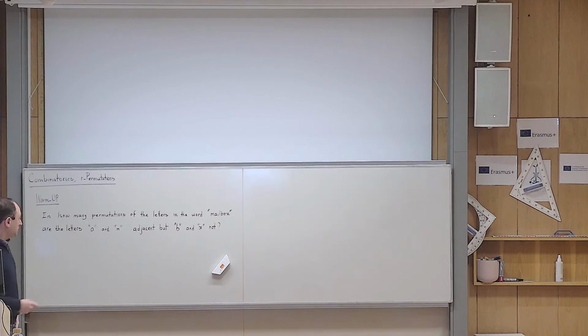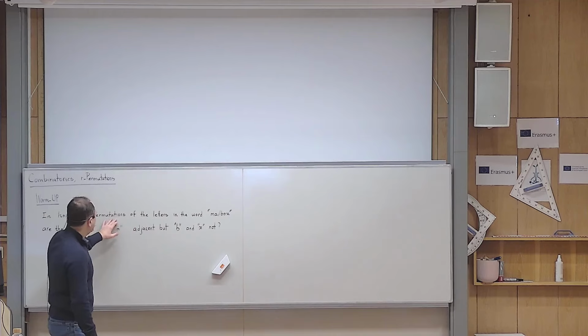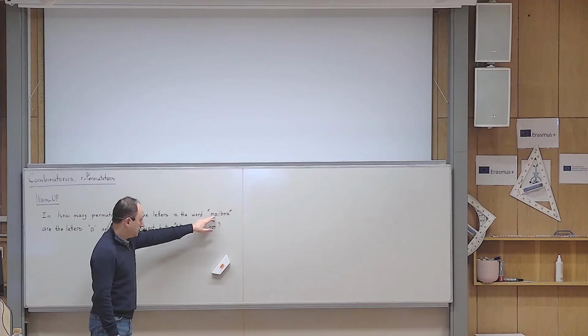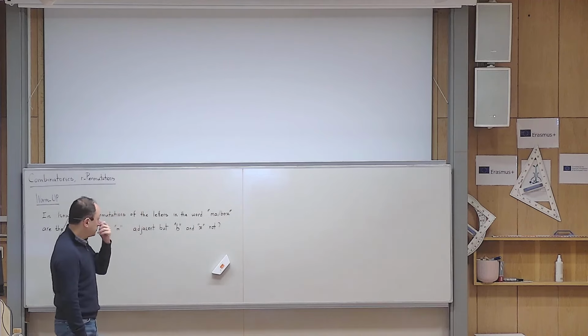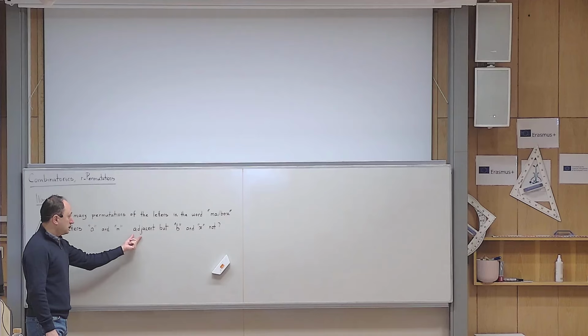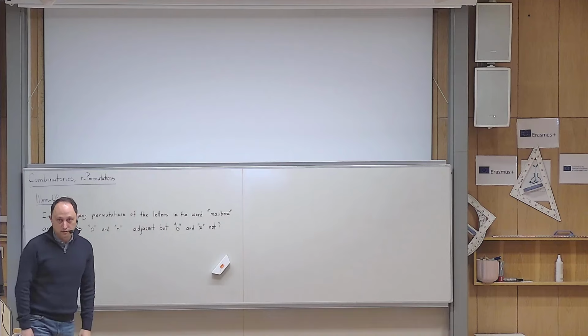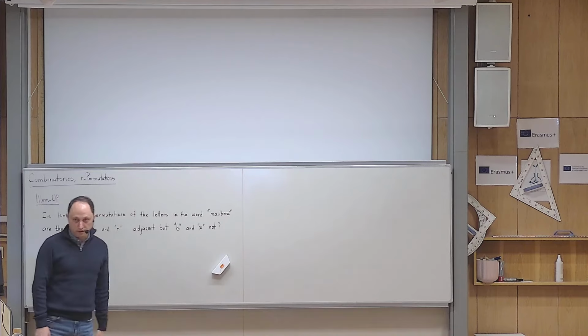And by the way, is the question clear? So you have the word mailbox. You want to consider all permutations that you can make using the letters in this word, but with two constraints. First of all, A and M have to be adjacent, meaning immediately next to each other. But in the meanwhile, B and X shouldn't be adjacent, so at least there should be something between them.